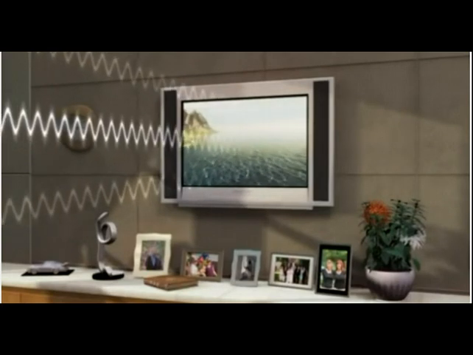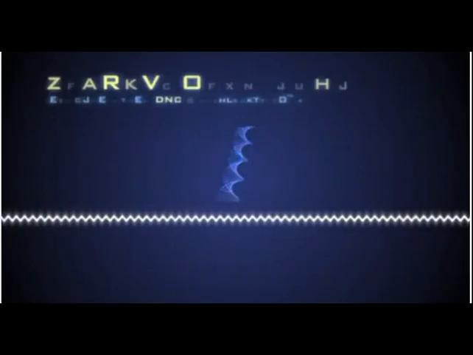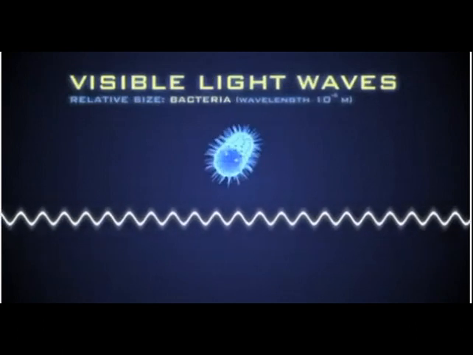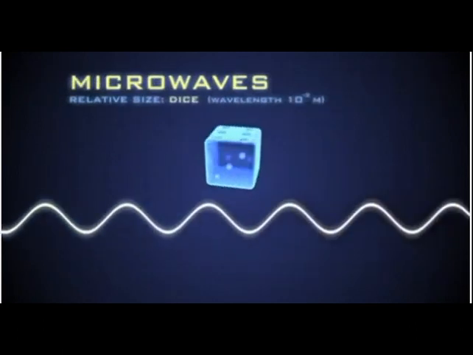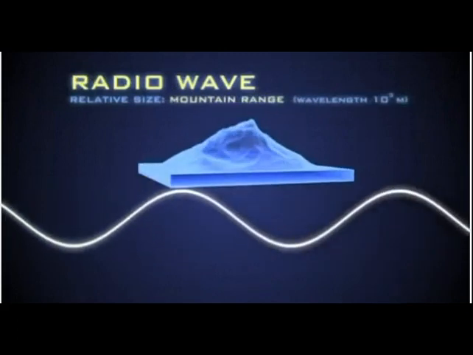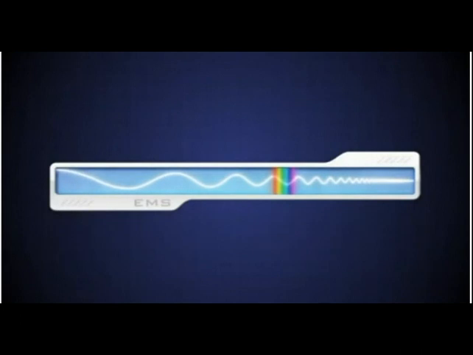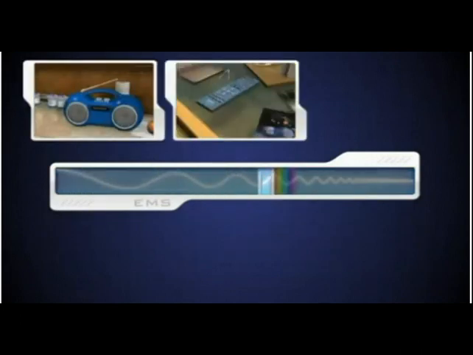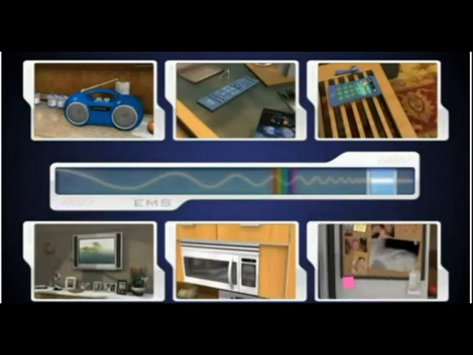Electromagnetic radiation. These waves spread across a spectrum from very short gamma rays to X-rays, ultraviolet rays, visible light waves, even longer infrared waves, microwaves, to radio waves which can measure longer than a mountain range. This spectrum is the foundation of the information age and of our modern world. Your radio, remote control, text message, television, microwave oven, even a doctor's X-ray, all depend on waves within the electromagnetic spectrum.